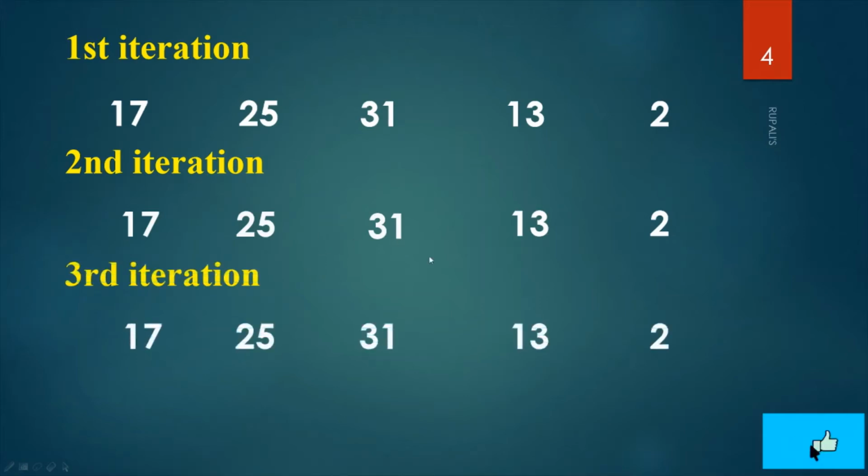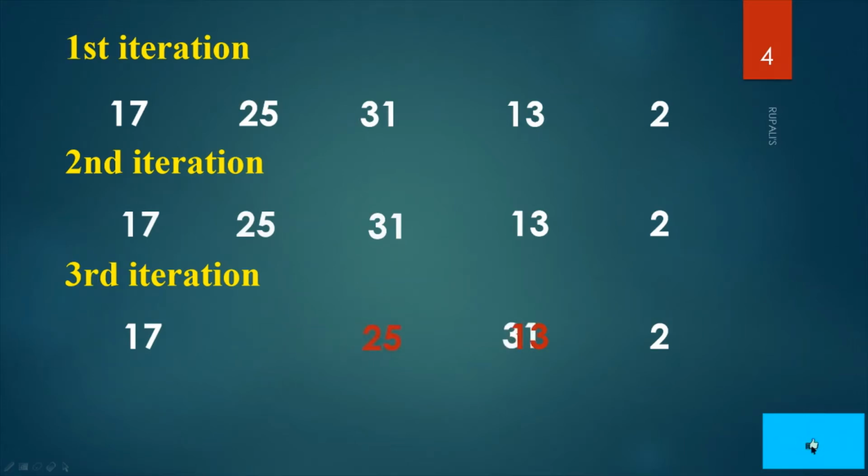In case of third iteration, you have to make 13 as temp. So 13 is temp now. Now you have to compare 31 with 13. So which one is greater? 31 is greater. So shift 31 here. Now what is temp? 13. Now compare temp with 25, that is 13 with 25. So which one is greater? 25 is greater. So shift.